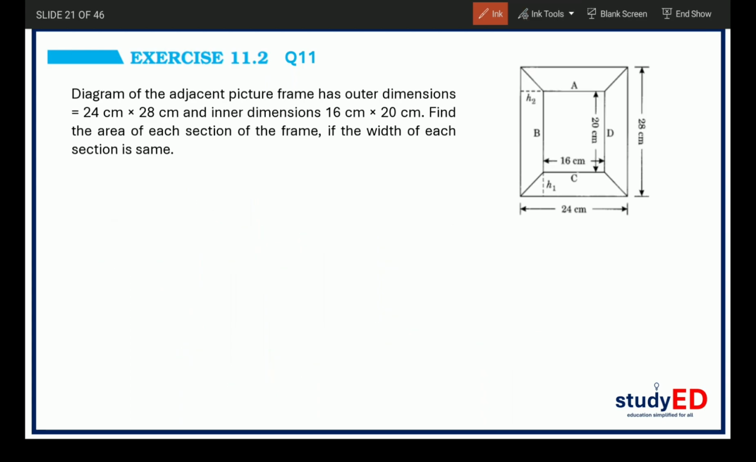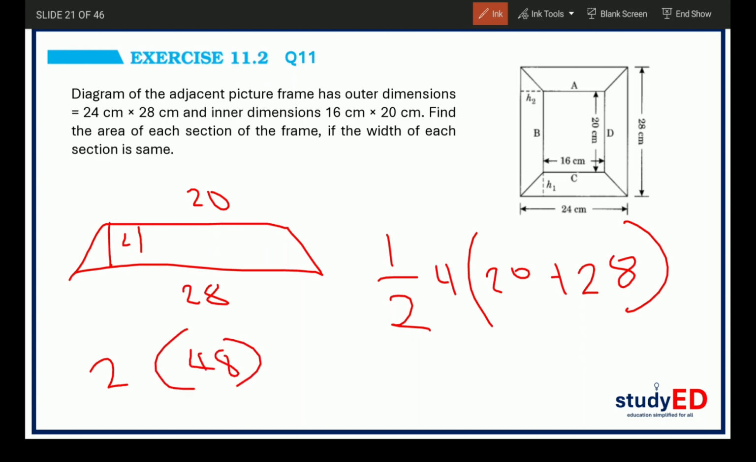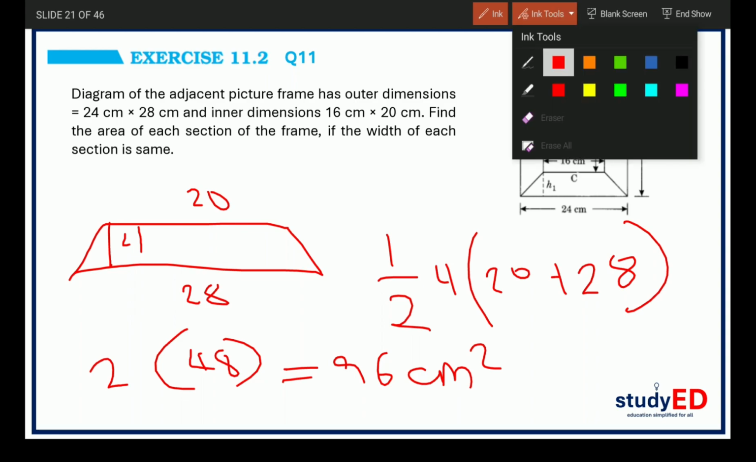Now we have to calculate the area of B and D because they both are the same as well. It's the same formula again. Height over here is 4, parallel length 2 is 28, and parallel length 1 is 20. So using the formula 1 by 2, let's directly put it. Height is 4, 20 plus 28. Now if we simplify it, 2 into 48, which is 96 centimeters square. So we get the answer as 96 centimeters square for B and D.